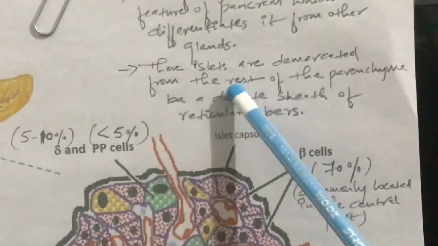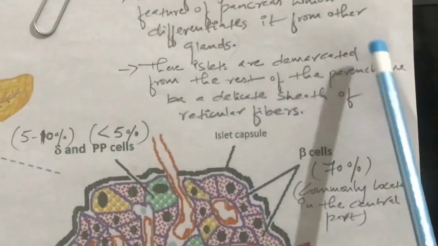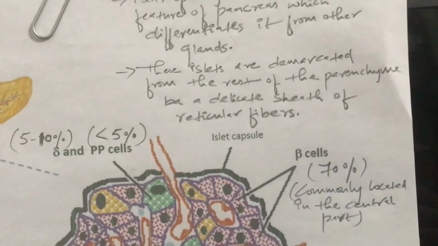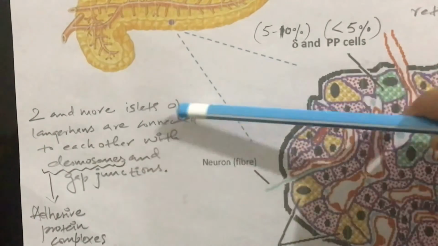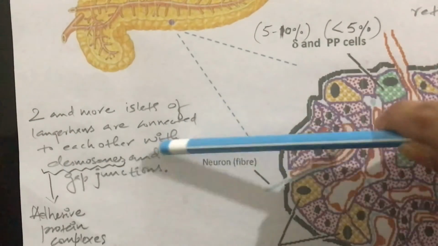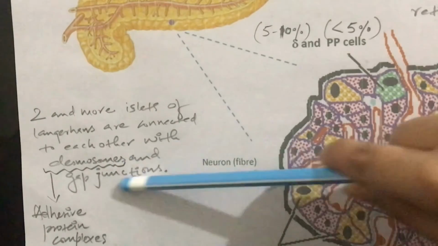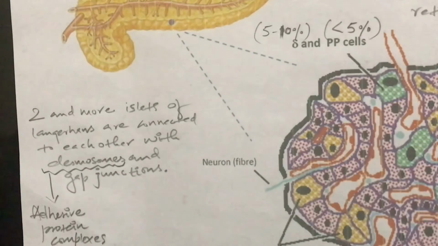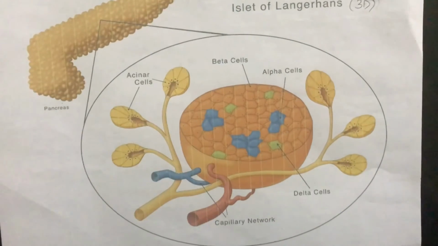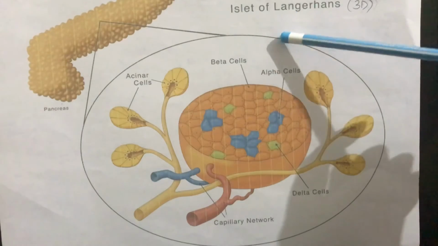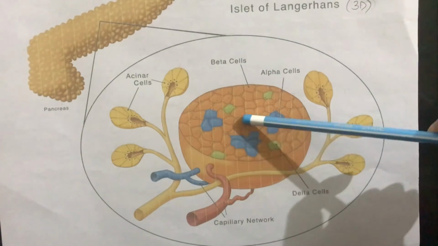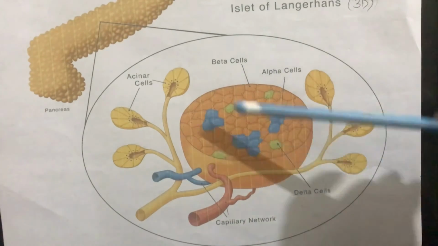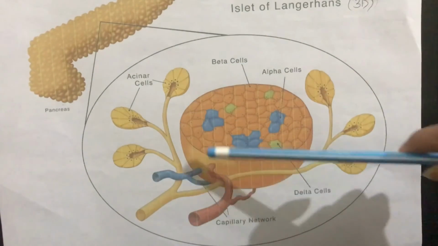The islets of Langerhans are demarcated from the rest of the parenchyma by a delicate sheet of reticular fibers. Two or more islets of Langerhans are connected to each other with desmosomes and gap junctions. Desmosomes are adhesive protein complexes. Here is a 3D image of islet of Langerhans. See, this is islet of Langerhans containing alpha, beta, gamma, delta cells. These are acinar cells. These are blood capillaries.